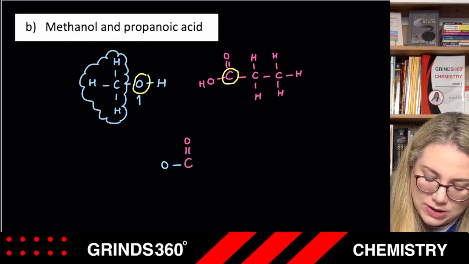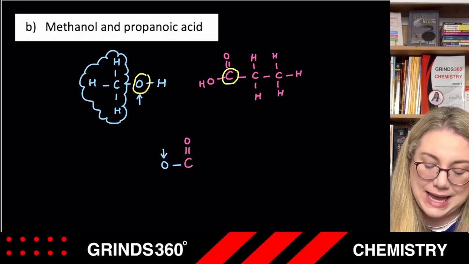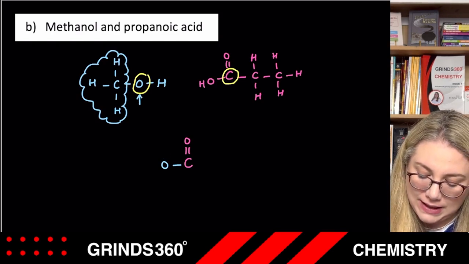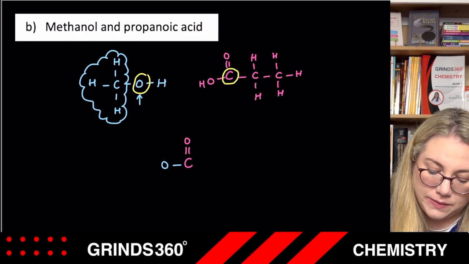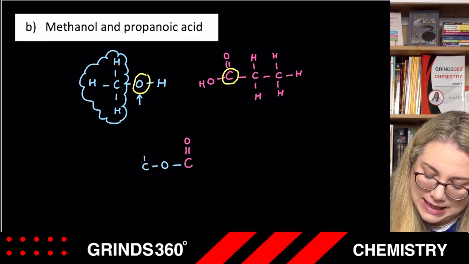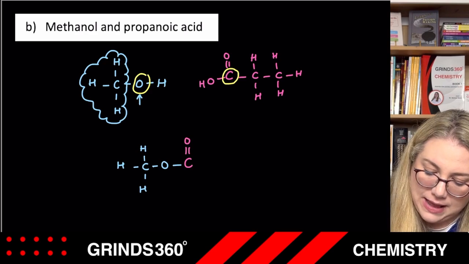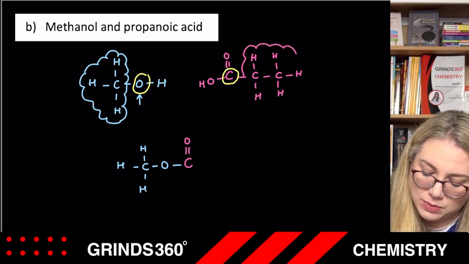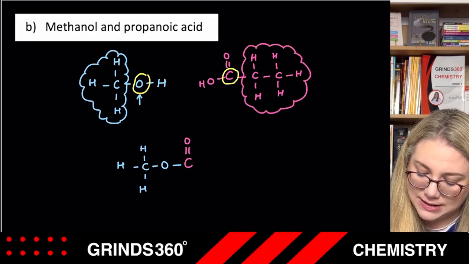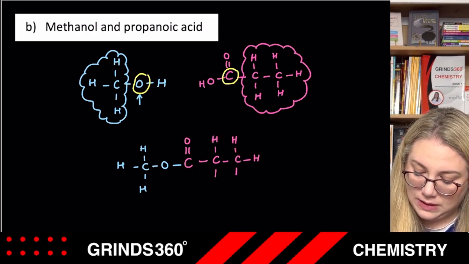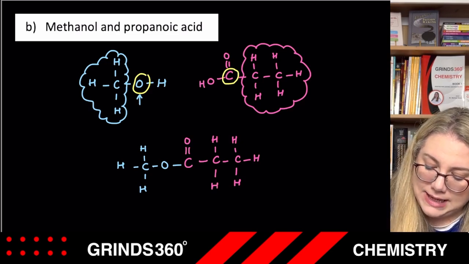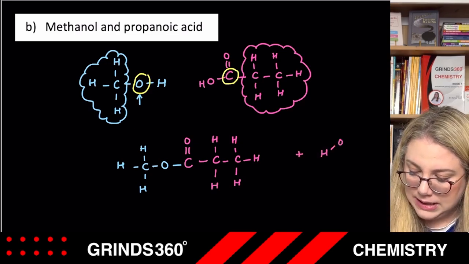So that oxygen there is this oxygen from the ester. So now we still have to fill in the rest of that molecule. That oxygen is attached to CH3. And then from the carboxylic acid part, we haven't filled in this bit here yet because we have the C double bond O, so just be careful that you don't put that in twice. There we go. So there's my ester. And my second product is water.